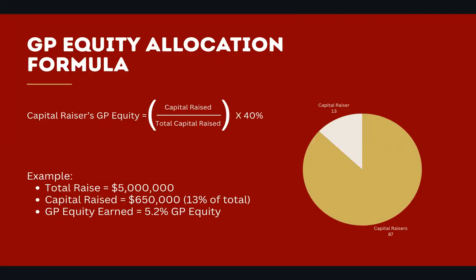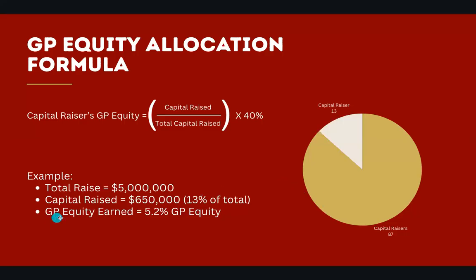Let's dive a little bit deeper into what that looks like. Here's the allocation formula. It's basic math, so we'll go over this. Let's take a look at the capital raise. Let's say you, as an individual, come in and raise $650,000. Now we're going to divide that by the total capital raised. Let's say the whole fund, the group, for this specific asset we're buying, raised $5 million, but you came in at 650. So $650,000 divided by $5 million is 13% of the total raise. We take this 13% because that's what you raised, and we're going to multiply that by 40%, which is the capital raiser's equity, right?